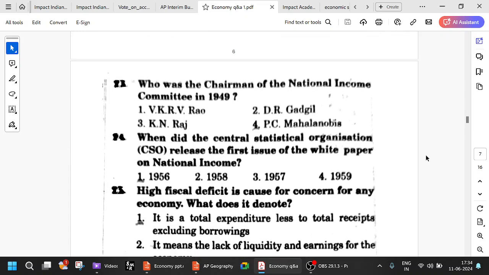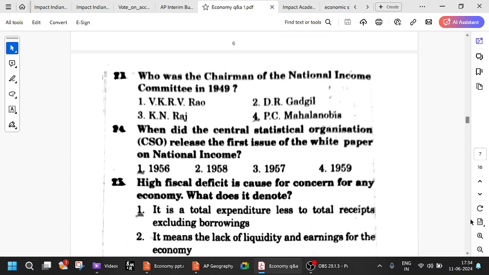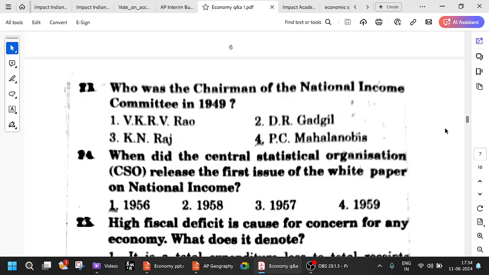So who was the chairman of the National Income Committee in 1949? In 1949, the chairman of the National Income Committee was P.C. Mahalanobis. Gadgil also we have seen, right? In the third plan, Gadgil we have seen. In the second plan, we have seen it is the Mahalanobis plan, where more focus was given to industry. Before that second plan, the Planning Commission came in 1950. In 1949 itself, we had the National Income Committee, and its chairman was P.C. Mahalanobis.